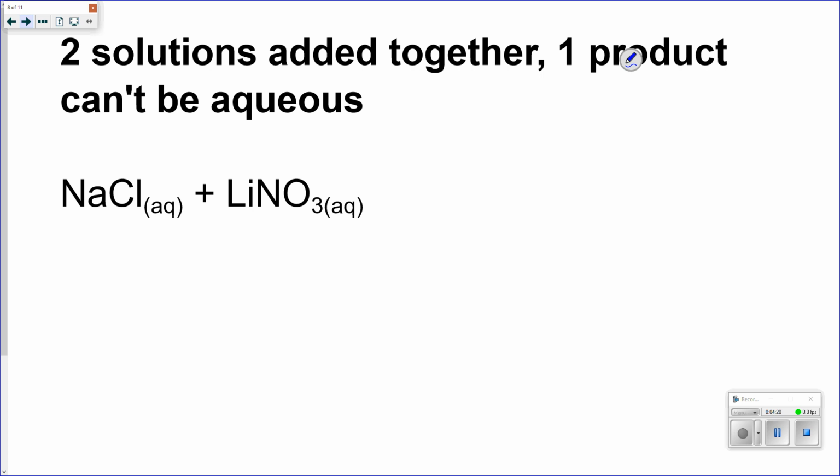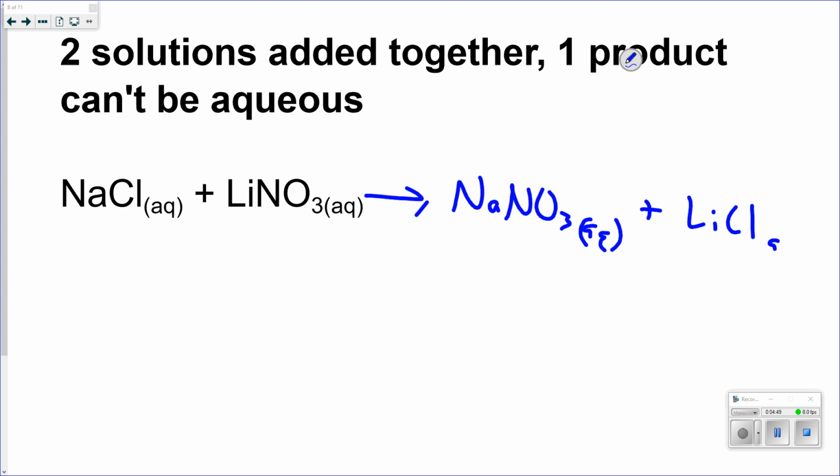Two compounds. Emma, give me one of the products of this reaction. Sodium nitrate. I'll tell you right now, that would be aqueous. Max, what would be the other product then? Lithium chloride. Tell you right now, that would be aqueous.